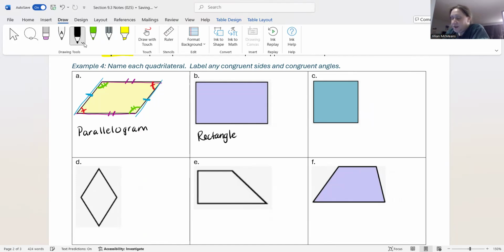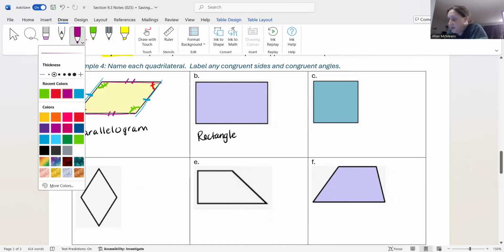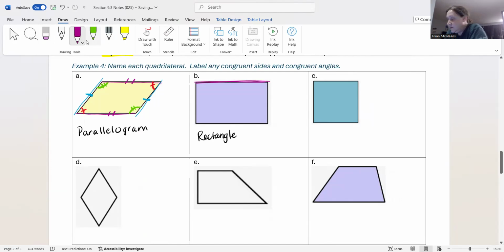And so we can see that opposite sides are parallel. So these purple sides are definitely parallel. And then these blue sides are parallel as well. Blue sides are also congruent, and so are purple sides. So that means they have the same measure. So far we have a situation where we definitely have a parallelogram, okay?